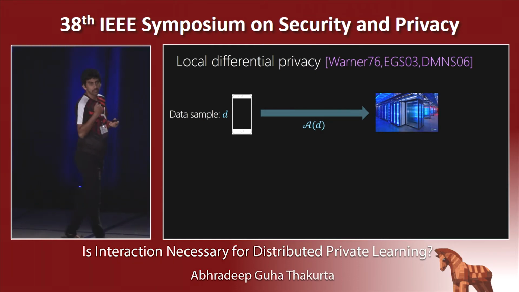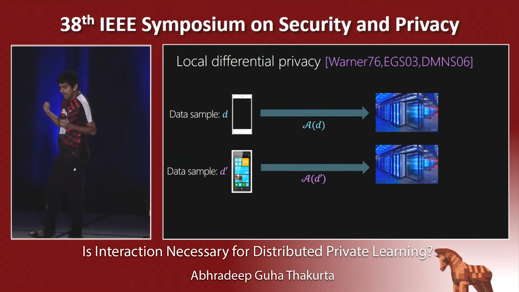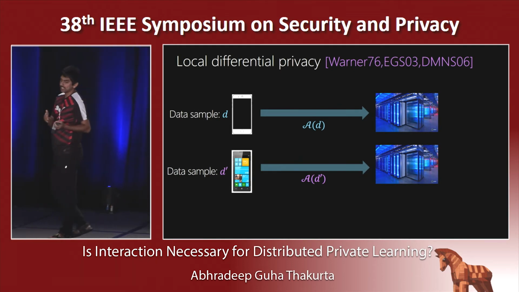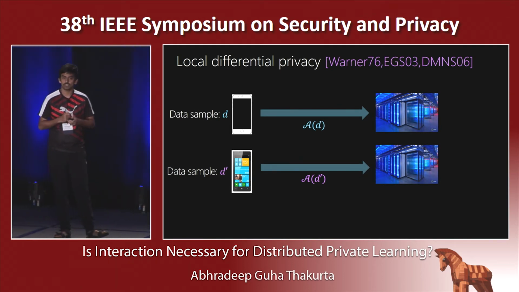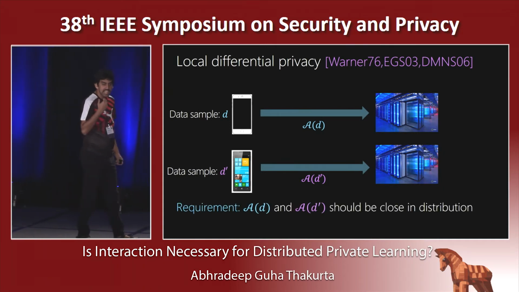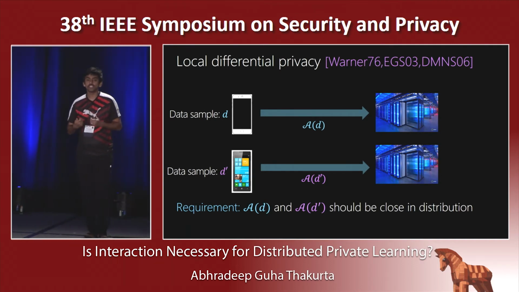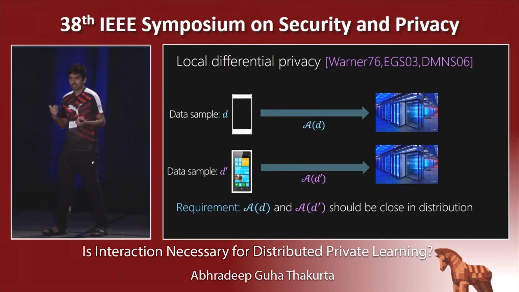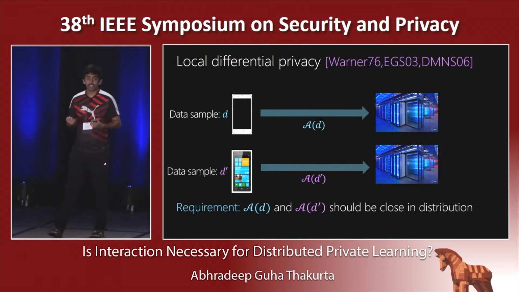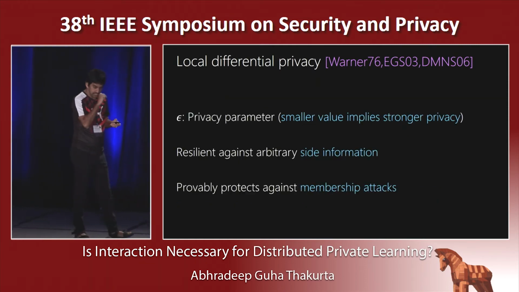Now, consider a contrasting scenario where I have changed this data sample to D prime, and the algorithm runs as it is on this data sample, produces the information and sends it to the server. From the perspective of privacy, the requirement is that A of D, the random variable, and A of D prime, the other random variable, should be close in distribution, which in simple terms means that if I change your data sample, then the output of the algorithm does not change significantly, and as a result, it protects the privacy of the data sample.